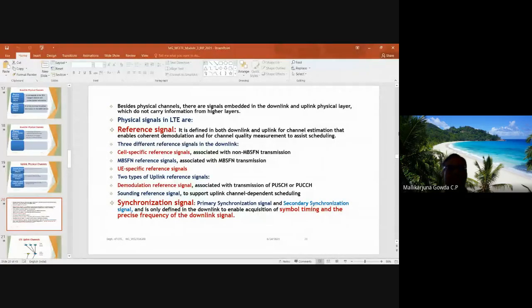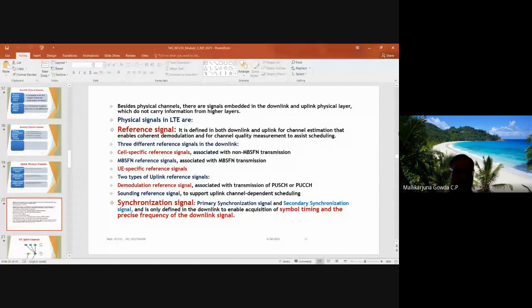So that is the purpose of synchronization signal. I said there are two types of synchronization signals. One is the primary synchronization signal and the second one is the secondary synchronization signal. What is the purpose of this? It is defined in the downlink to enable acquisition of symbol timing as well as the precise frequency of the downlink signal. So for that purpose, this synchronization signal is used. So this is all about the physical signals in LTE.